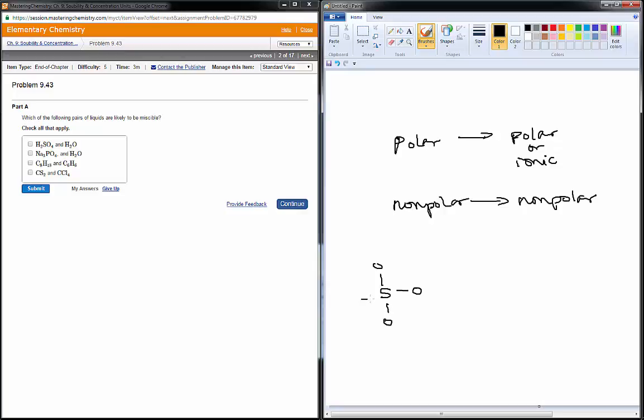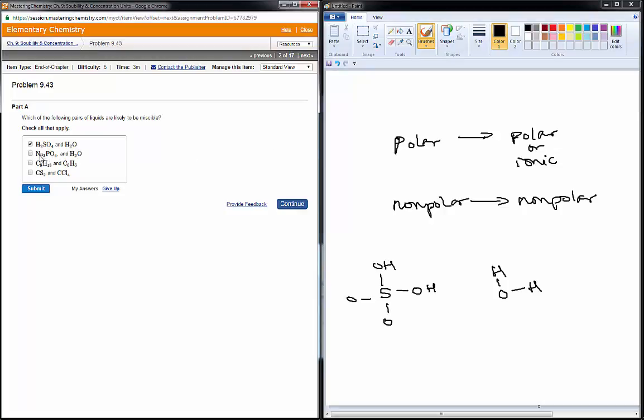H2SO4, it looks like this. So we have hydrogen bonding. And the structure for water, which has OH bonds. So both of these have hydrogen bonds. Both of those are highly polar. Those would be miscible, yes.